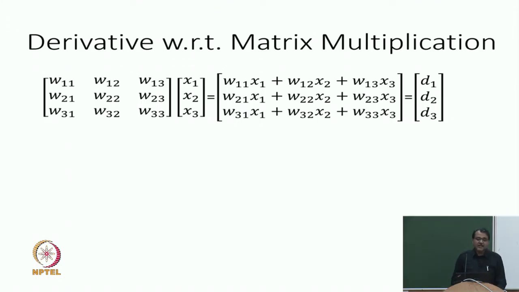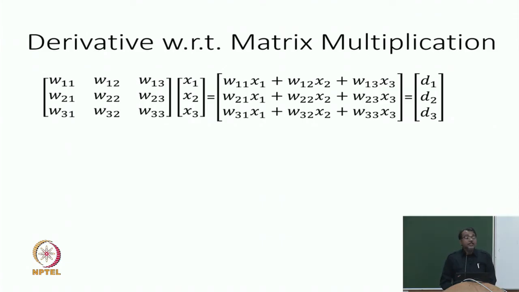So, actually what is happening is, let's say I have a 3 cross 3 W matrix, let's say I have a 3 cross 1 vector of x's, and then when I multiply them, I will compute again a vector of d's, which is again 3 dimensional, right. So, this is going to be the expression W11x1 plus W12x2 plus W13x3 will be D1, and so on and so on.